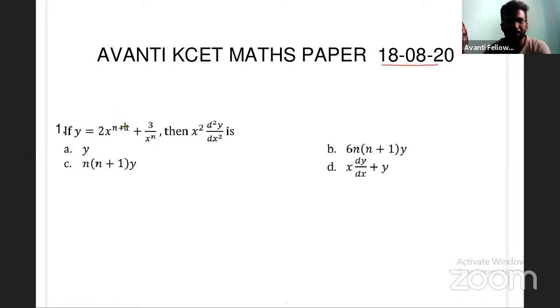Now this is the paper, and it has y equal to 2x to the power n plus 1, plus 3 by x to the power n. Here there is an n term as we mentioned. They're asking to find x square into the double derivative of y. That's the problem. How do we do it? Just start with this. Can we differentiate once easily from here? It's possible to differentiate one time.